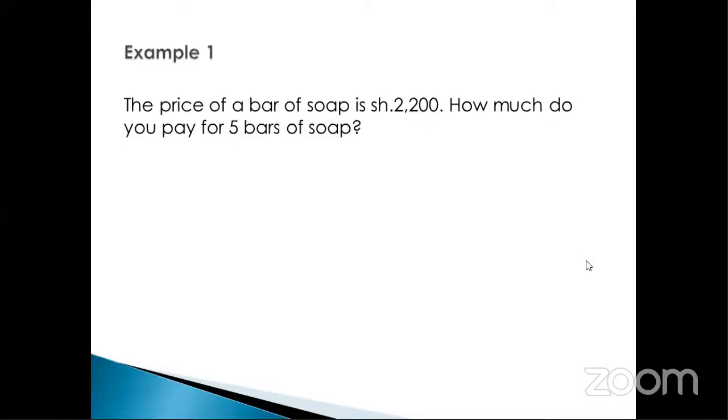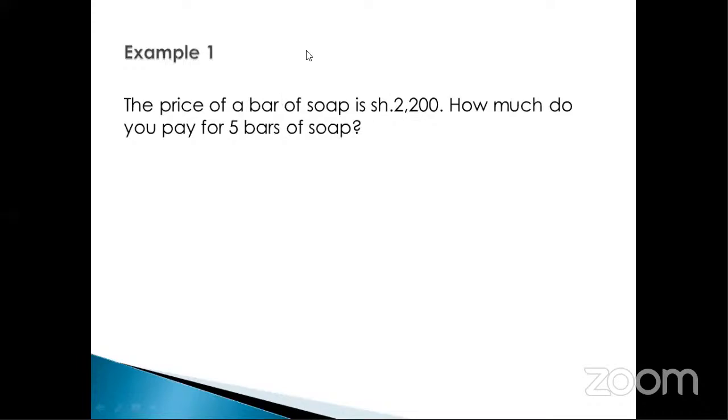2,200 shillings. But when you begin with the word shillings, it becomes very heavy for you. Shillings 2,200. So you can say the price of a bar of soap is 2,200 shillings. Can everybody read and stop there? Everybody read. Okay, I can't hear you. Please read. Yes, the price of a bar of soap is 2,200 shillings. How much do you pay for 5 bars of soap?